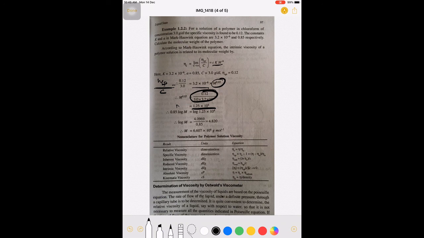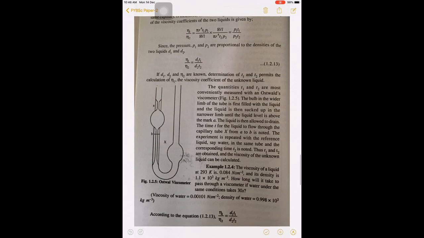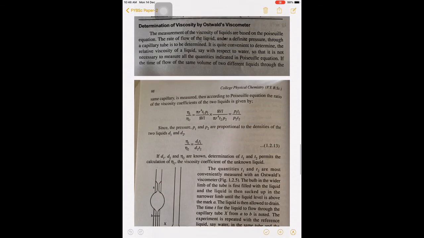So by use of this equation, eta I is equal to K into M raised to A, there is no concentration term. So by use of this equation, we can calculate the intrinsic viscosity or the molecular weight of the given polymer. So the next is determination of viscosity by Ostwald's viscometer. We are going to determine the viscosity by use of the instrument, that is Ostwald's viscometer. So this is the Ostwald's viscometer.